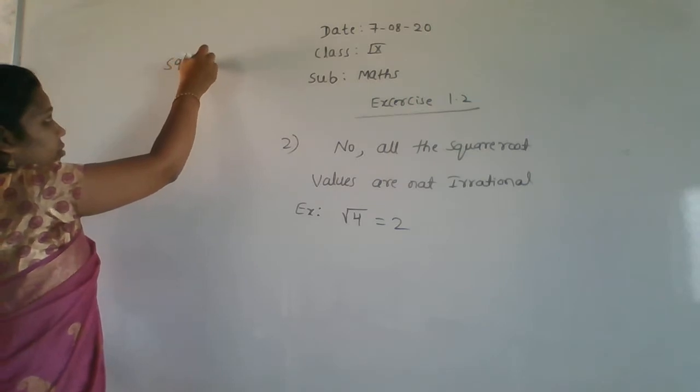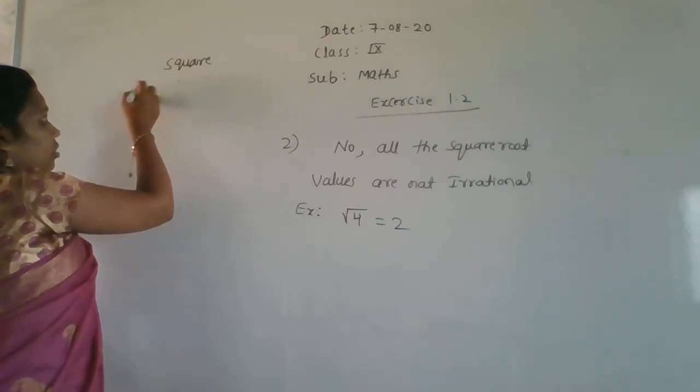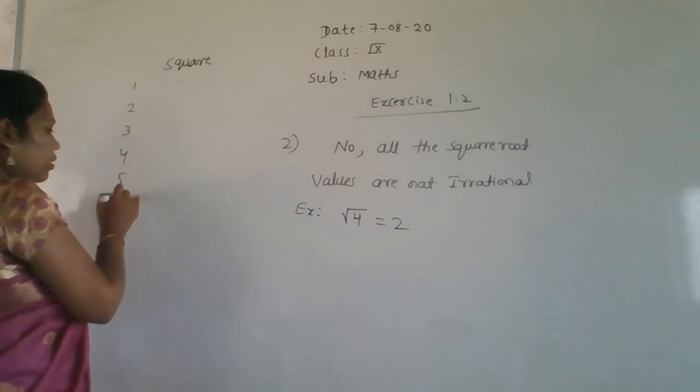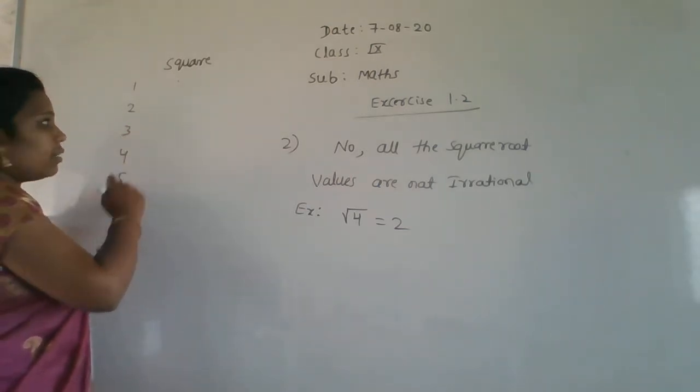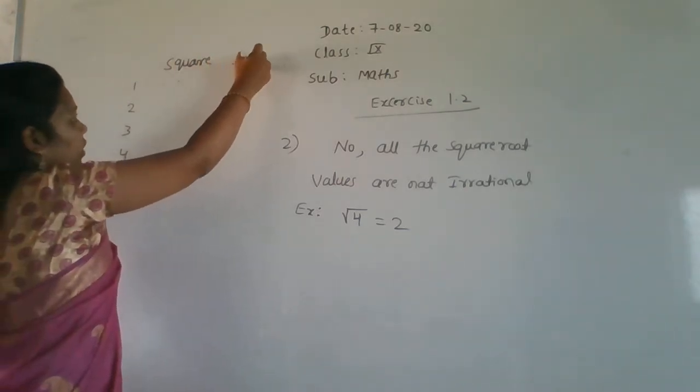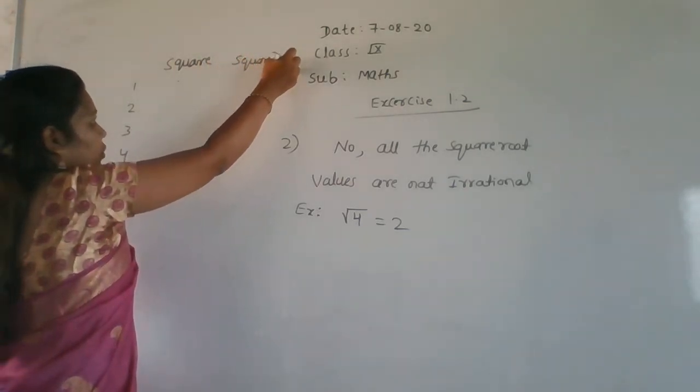Square here. First one, I write 1, 2, 3, 4, 5, 6, up to 5 I'll write. Okay. Next you have to do this: the square values and here the square root values.